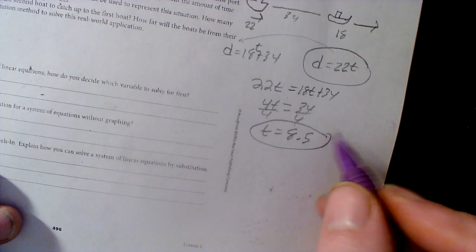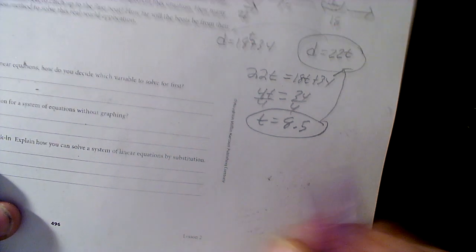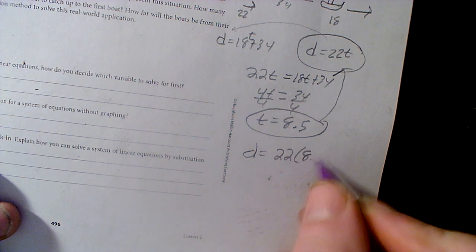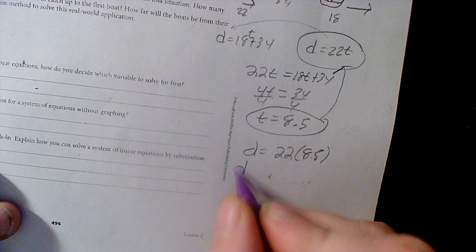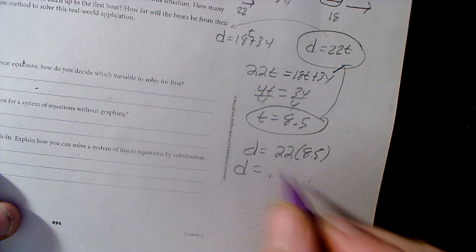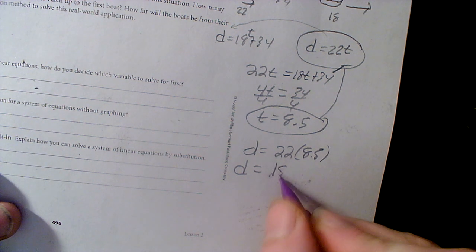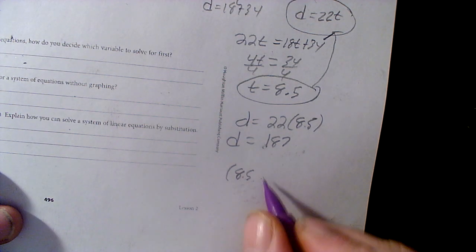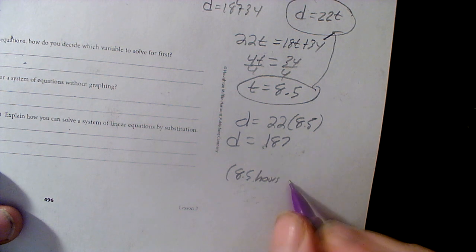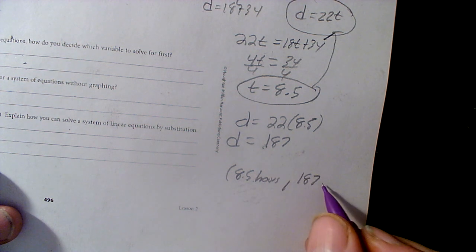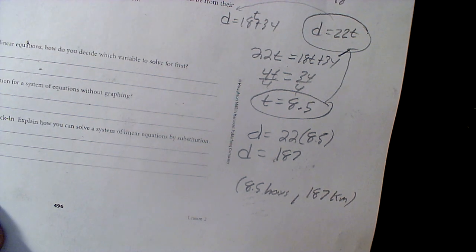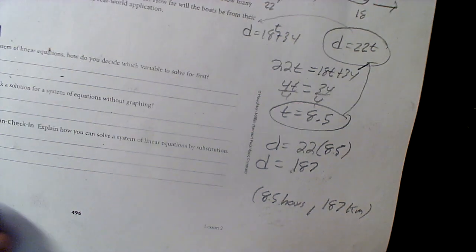Now to find out the distance, I can just plug my time in right there, right? So distance equals 22 times 8.5 hours. And my distance in this case is, I think that's about 187. So if we answered that, we could say, hey, at 8.5 hours, right, they both gone 187, I think it's kilometers, and then they're equal. All right, there it is.